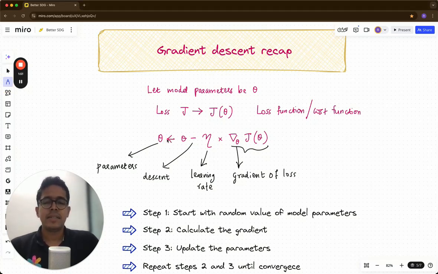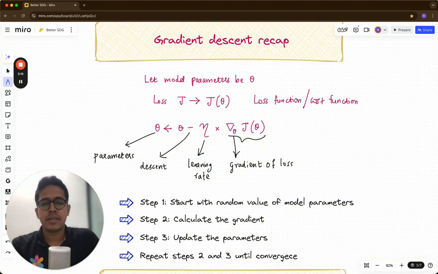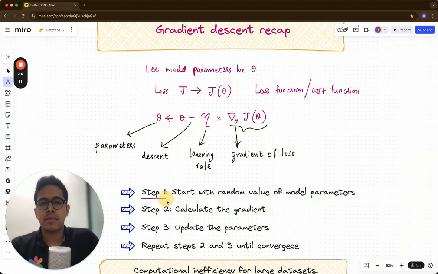In gradient descent, we first start with some random value of parameters. In the context of a straight line, that is a random value of slope and a random value of intercept. Then we keep iterating to modify this theta such that finally we reach a value of theta which minimizes the loss function. That's the entire goal of gradient descent. So the first step is starting with random values of the model parameters.